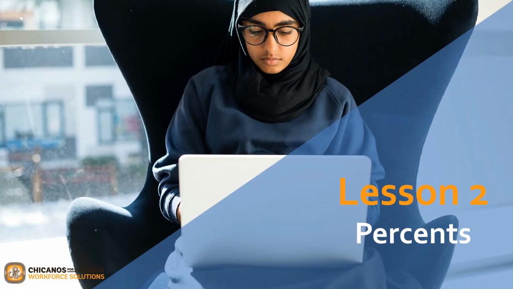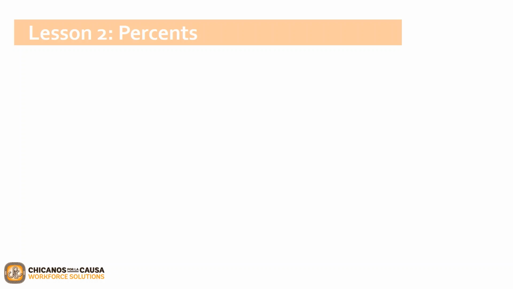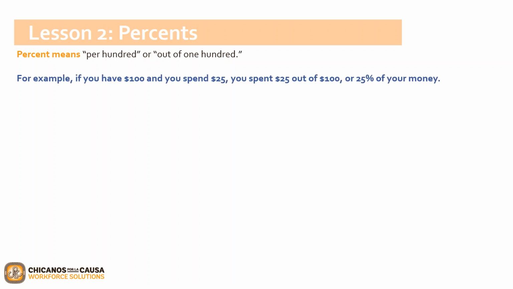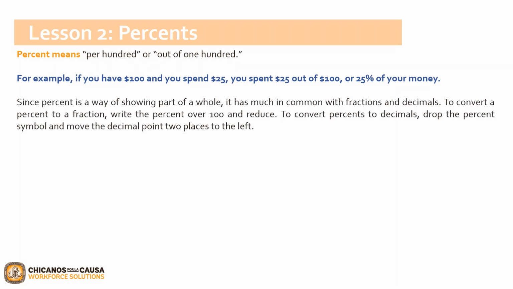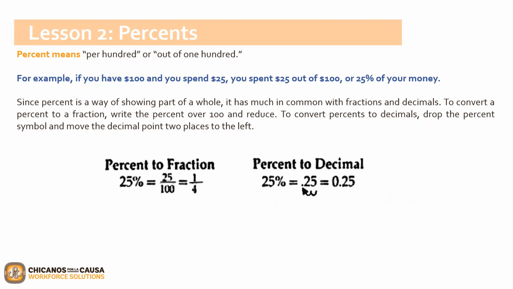We're now moving along to lesson 2, percents. Percent means per 100 or out of 100. For example, if you have $100 and you spend $25, you spend $25 out of $100, or 25% of your money. Since percent is a way of showing part of a whole, it has much in common with fractions and decimals. To convert a percent to a fraction, write the percent over 100 and reduce. To convert percents to decimals, drop the percent symbol and move the decimal point 2 places to the left.